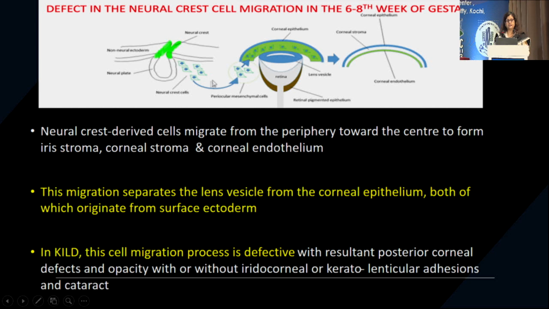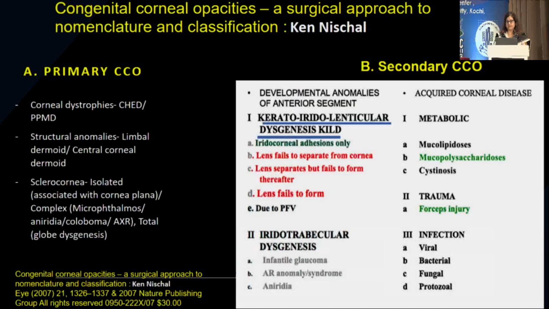So as we know that the neural crest derived cells migrate from periphery towards the center to form the iris stroma, corneal stroma, and corneal endothelium, and this migration separates the lens vesicle from the corneal epithelium, because both of them originate from the surface ectoderm. So in KILD, the cell migration process is defective with resultant posterior corneal defects and opacities with or without iridocorneal or keratolenticular adhesions and cataract.